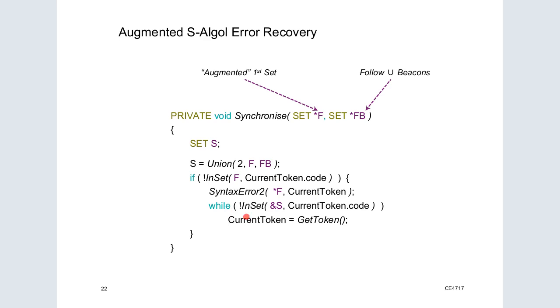What do we loop on? Well, we loop until we see something that's either in this set or this set. I've just put them together here using a routine from sets.h called union. Union is a var args C call, so the first parameter is the number of arguments that follow. Here we have 2 arguments, because you can take the union of many sets using union, but here we only have 2: F and follower, and first and follower and beacons.